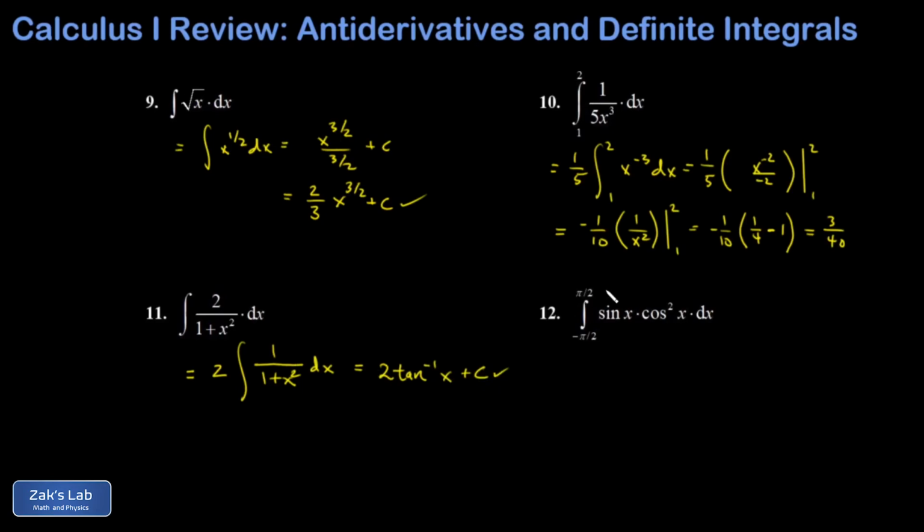In number 12, again, I have an interval symmetric about the origin, negative pi over 2 to pi over 2. And so I start thinking about parity issues or symmetry issues. And I see an odd function, the sine function, multiplying an even function, the cosine function squared. And I know that an odd times an even function gives me an odd result. And the integral of an odd function on an interval symmetric about the origin vanishes, and we're done.